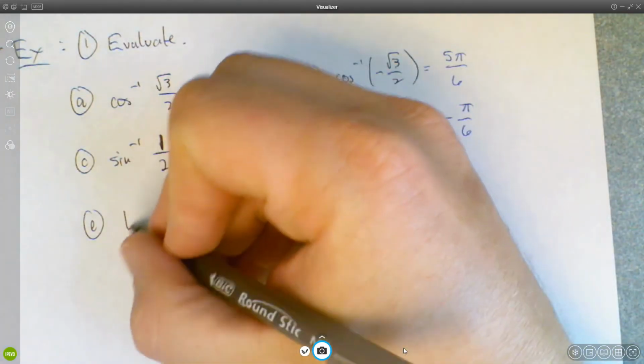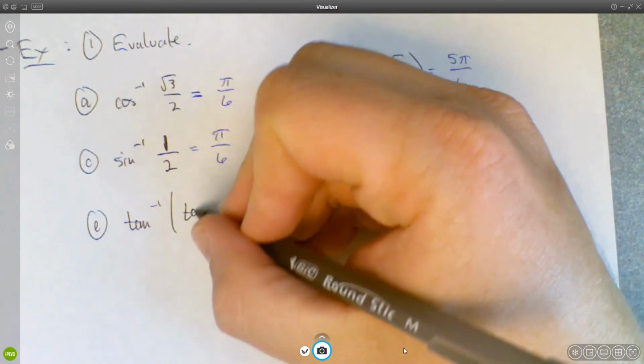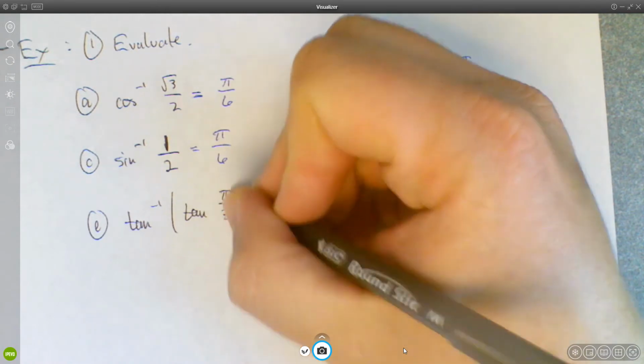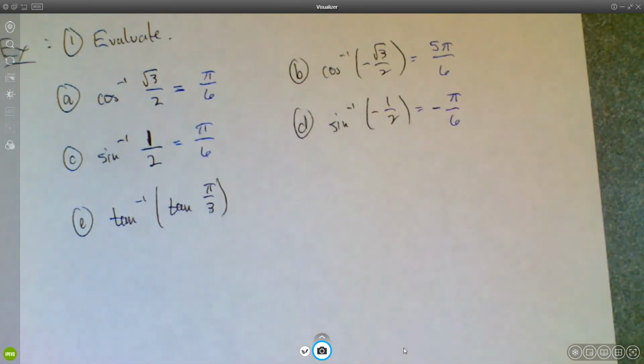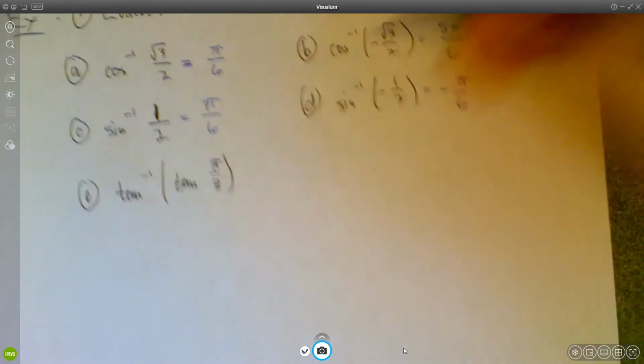Okay, let's do this one. This is kind of fun. Tangent inverse of tangent of pi over 3. Give the video a pause, see if you can work that one out. Okay, here's my solution.